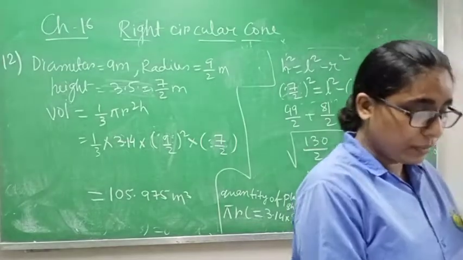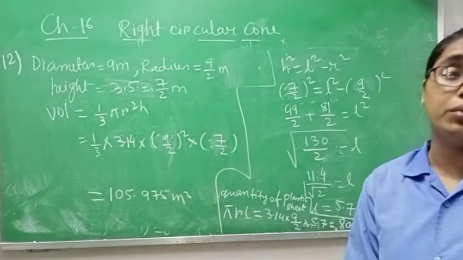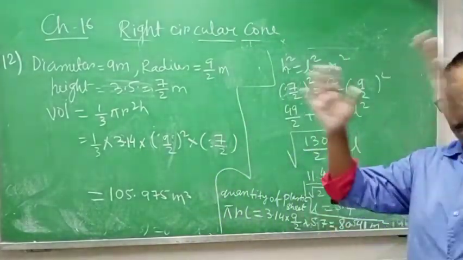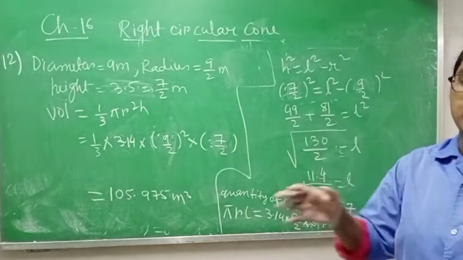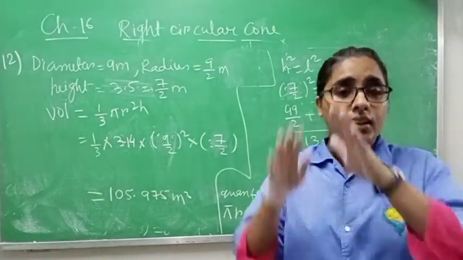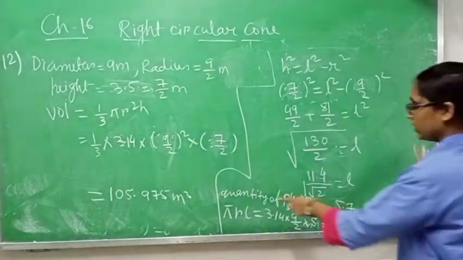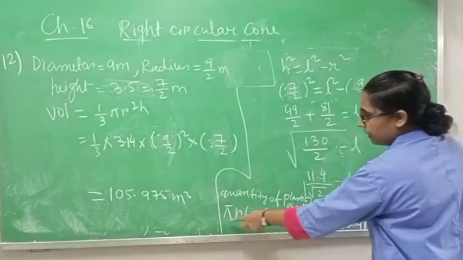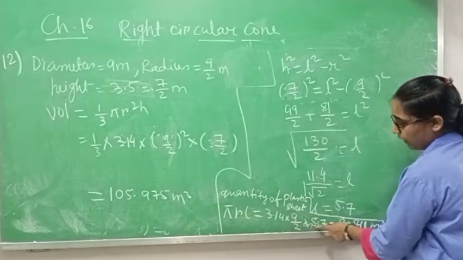Let us calculate the minimum quantity of plastic sheet required to cover a heap of weight. Minimum quantity of plastic sheet means they are saying that to cover that one, what is the surface area, curved surface area. When you will cover anything using plastic, then what you will get, curved surface area of that shape. Okay, so that is why quantity of plastic sheet equals to pi r l. In place of pi you write 3.14 into 9 by 2 into 5.7.